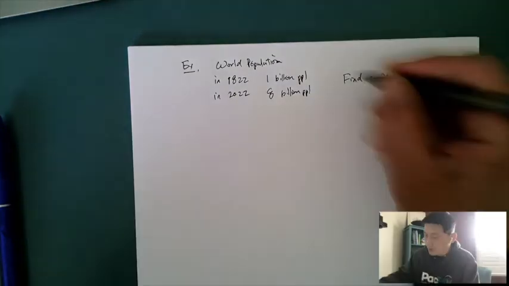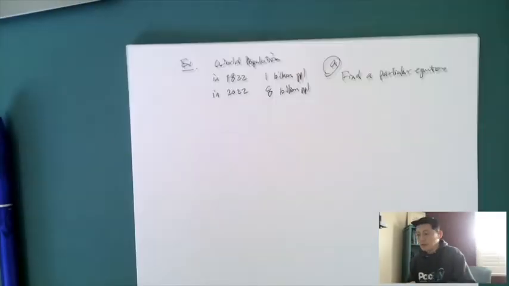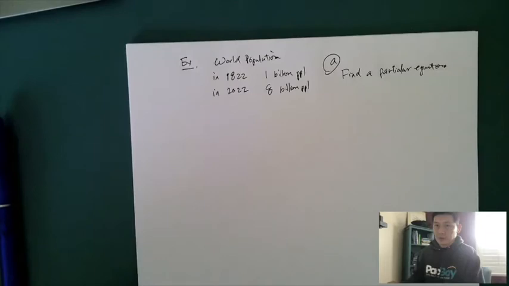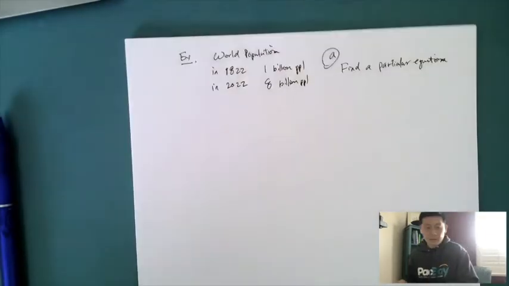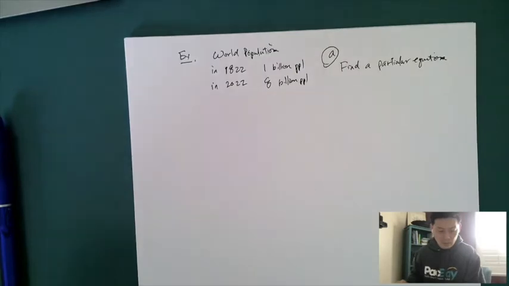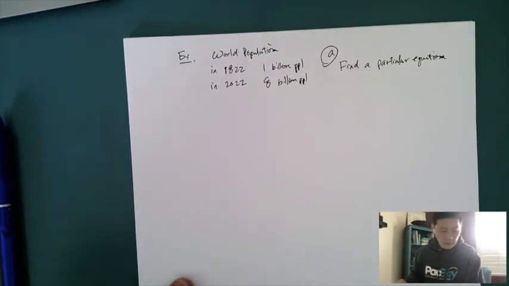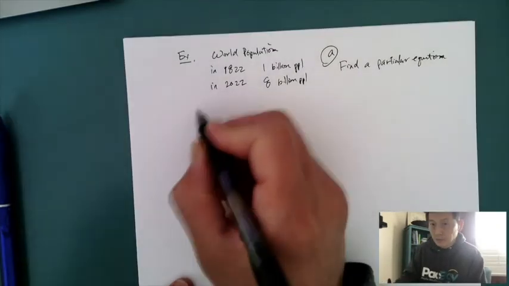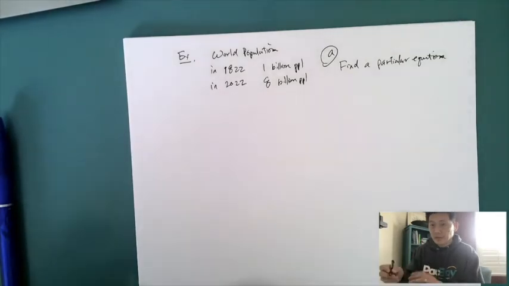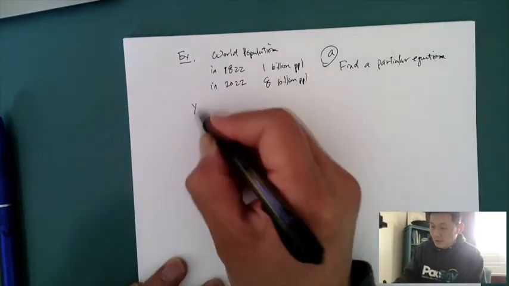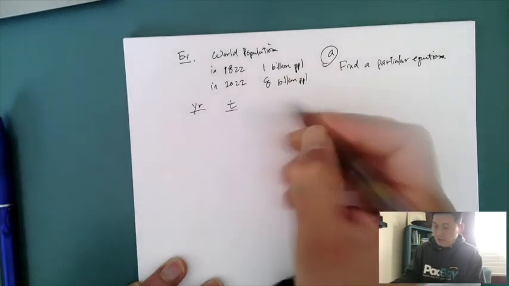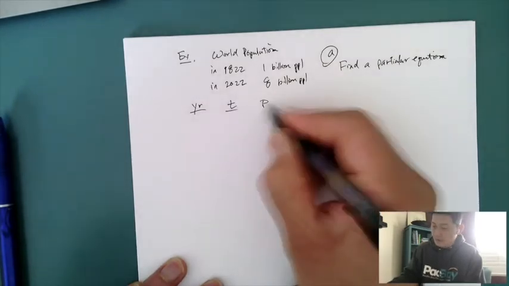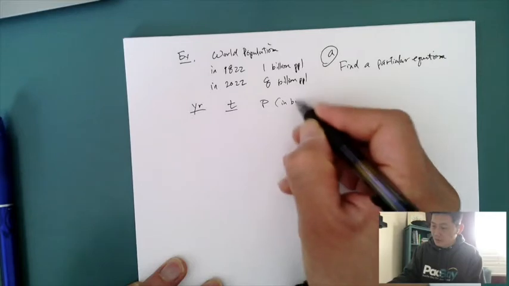Okay, let's just call that part A. That's part A, finding the particular equation. I'll tell you what part B will be. So if we want to do that, again, use some table to help us organize these data. So number of years, that's time, and people. This is in billions.